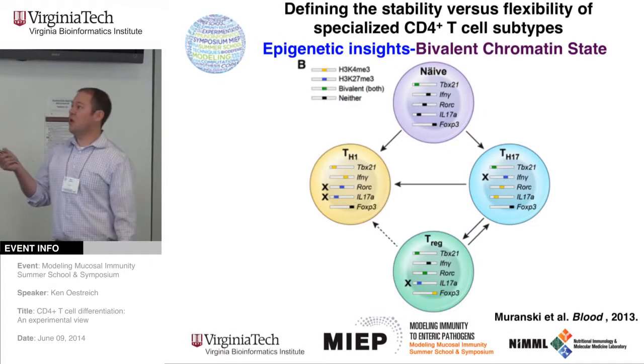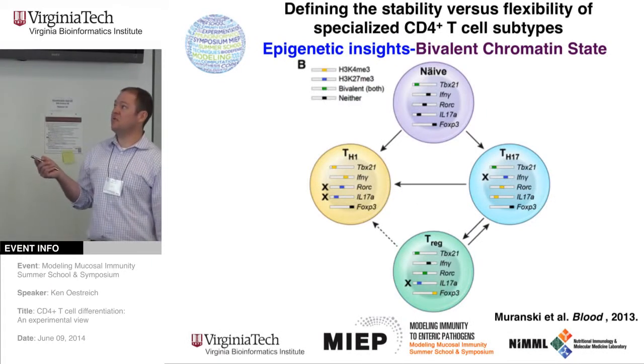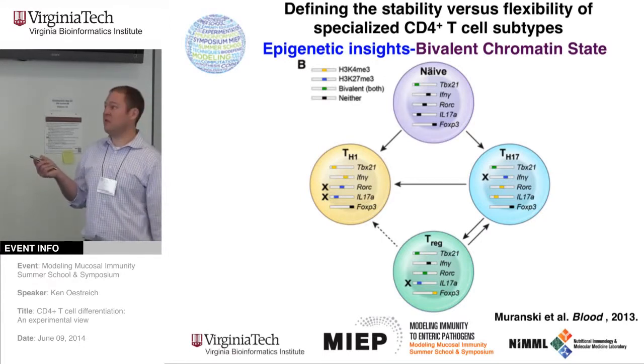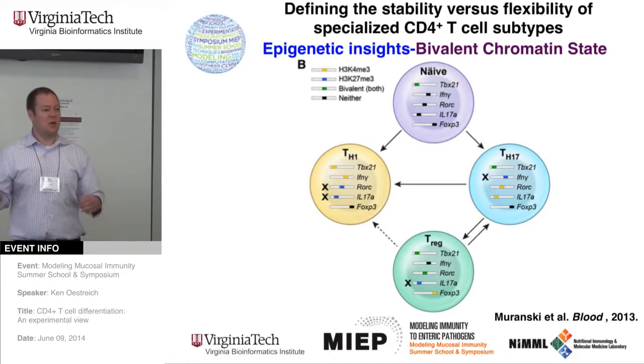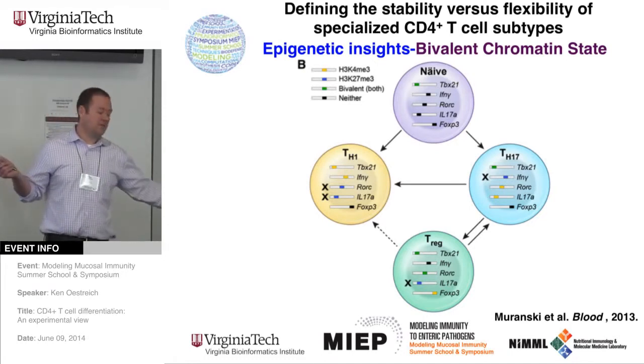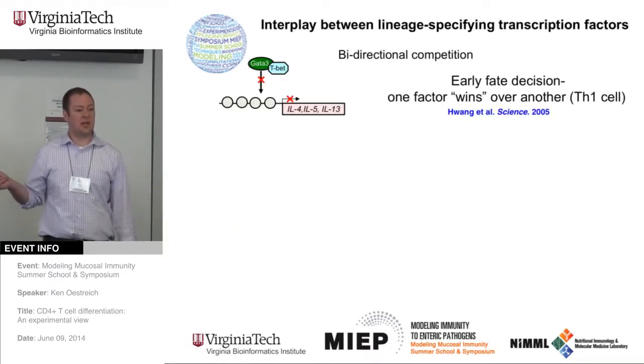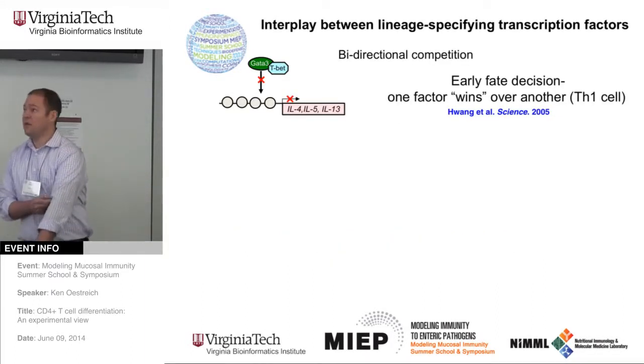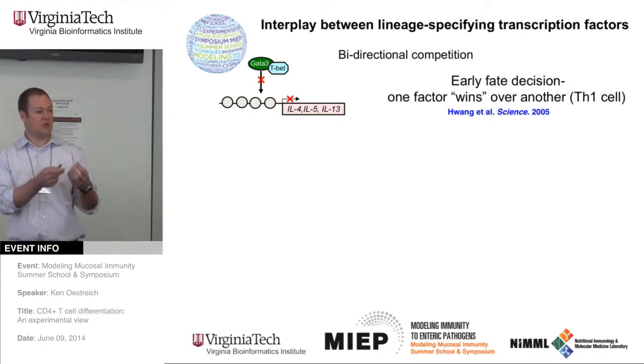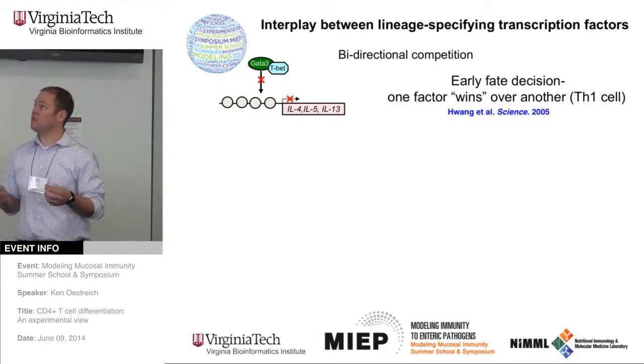So just to summarize that question, at the epigenetic level, it looks like lineage-defining factors maintain the capacity to be expressed in multiple T helper cell subsets. So the factors can be co-expressed. What are the functional outcomes of this expression? So I have a few cartoons demonstrating, again, a few reports in the literature that describe what happens when you have co-expression of these lineage-defining transcription factors.